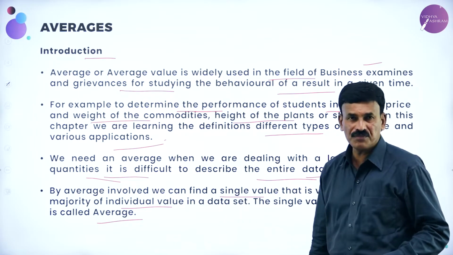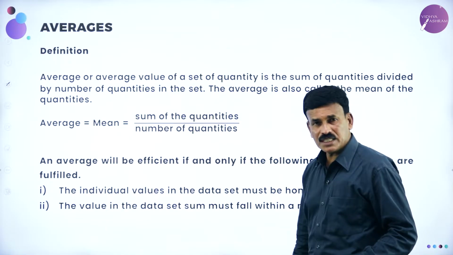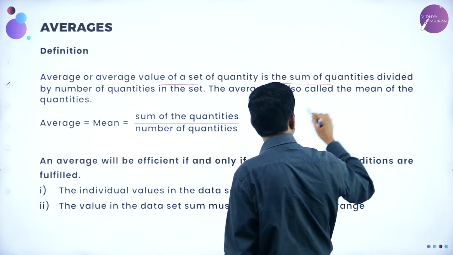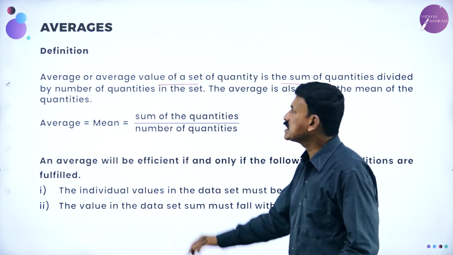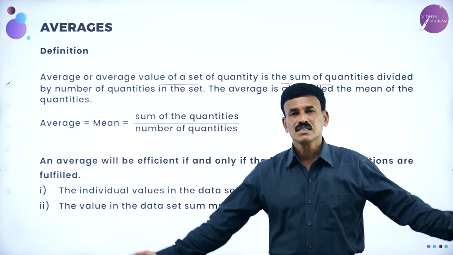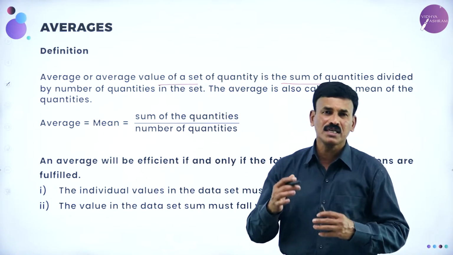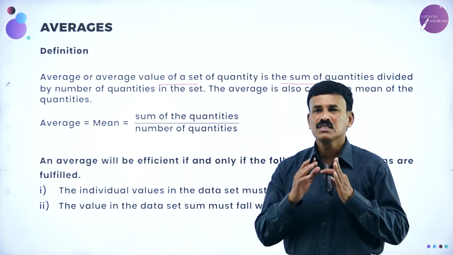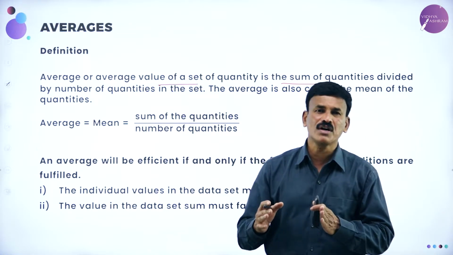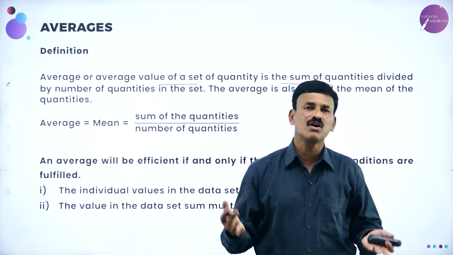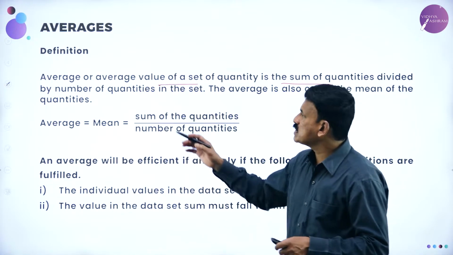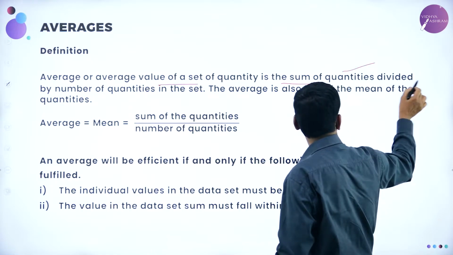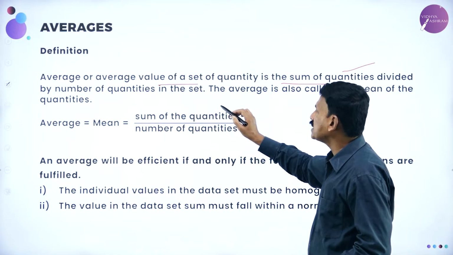Now let us come to the definition of an average. What is an average? The average value of a set of quantities is the sum of the quantities divided by the number of quantities. The sum of all quantities divided by the number of quantities will give the average. Suppose there are 10 quantities, the sum of all 10 quantities divided by 10 will give the average of that particular value. The average value of a set of quantities is the sum of the quantities divided by the total number of quantities in the set.